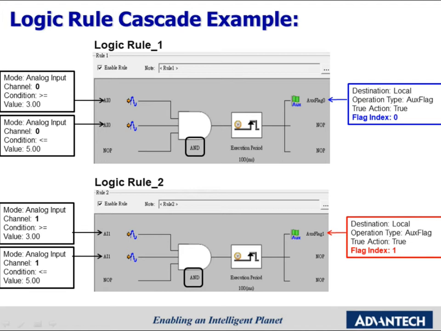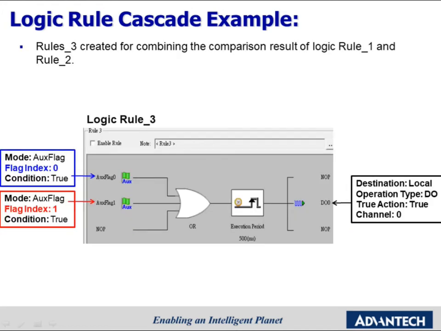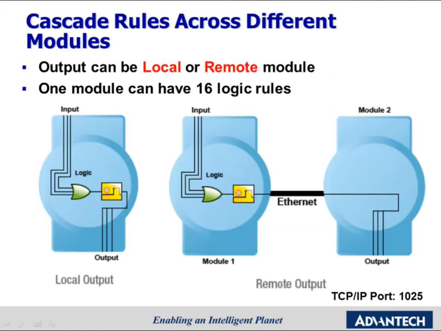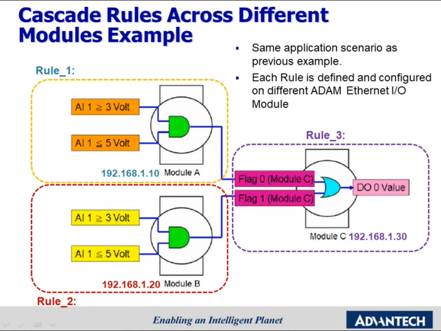Here is Rule 1 and Rule 2. And here's the setting for Rule 3. The GCL cascade rules can not only be applied in a single module, they can also be applied across different modules. Just like the picture below, the output can be a local or remote module. Let's see an example of cascade rules across different modules.